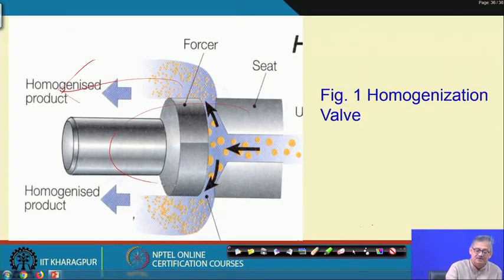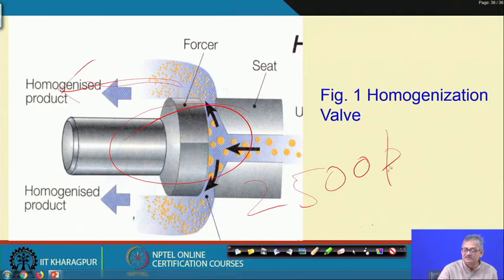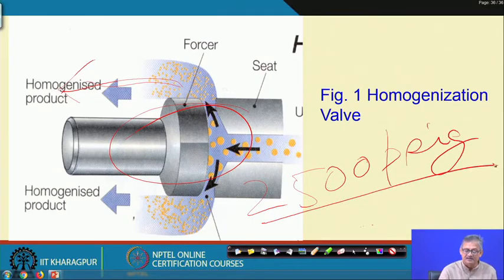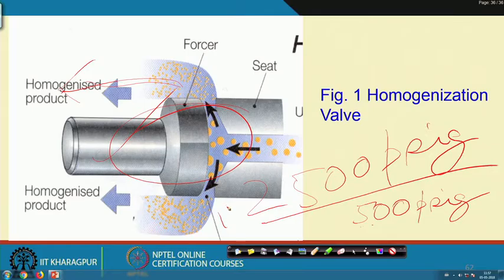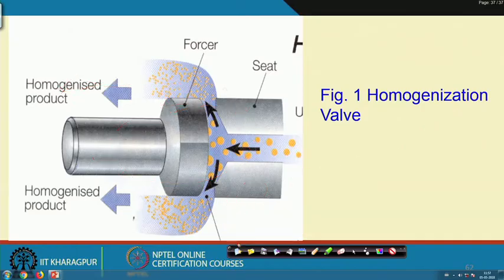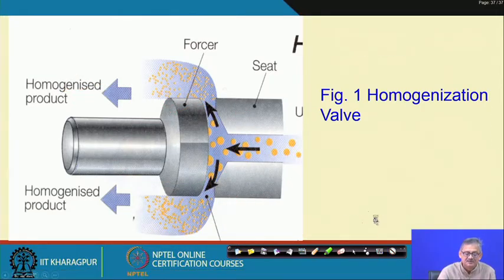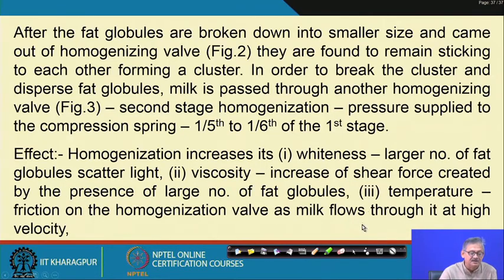Say this is one valve, and this is acting around, say, 2500 psig, right, 2500 psig. Another valve similar to this works around 1/5 of this, that is 500 psig, right. So, this is called first stage, this is called second stage homogenization, that is two stage homogenization, right. So, in the second homogenization, it is taking place at around 1/5 of the first, that is if the original was 2500, now it is 500 psig.